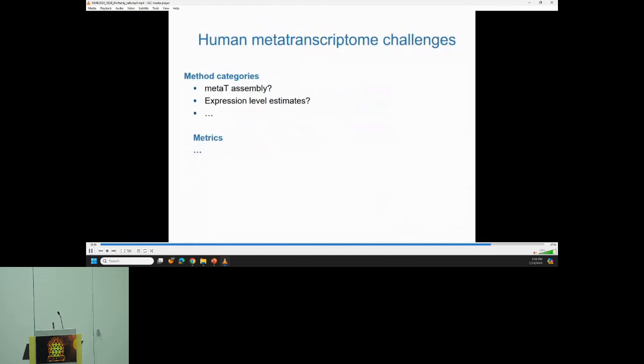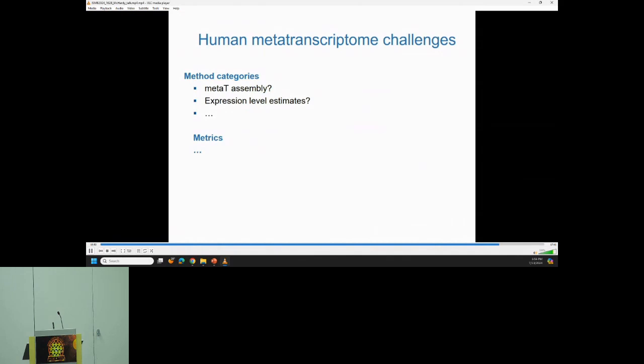And so what are the method categories that we have to assess? So one thing people typically want to do is reference-based assembly. So they are mapping the reads to a reference genome to reconstruct the transcripts. And so we could assess how well this works for different tools.